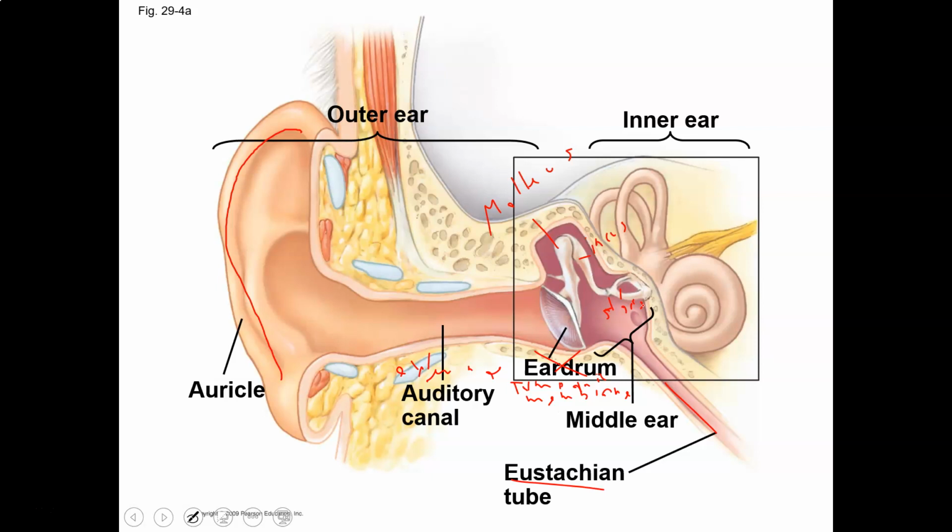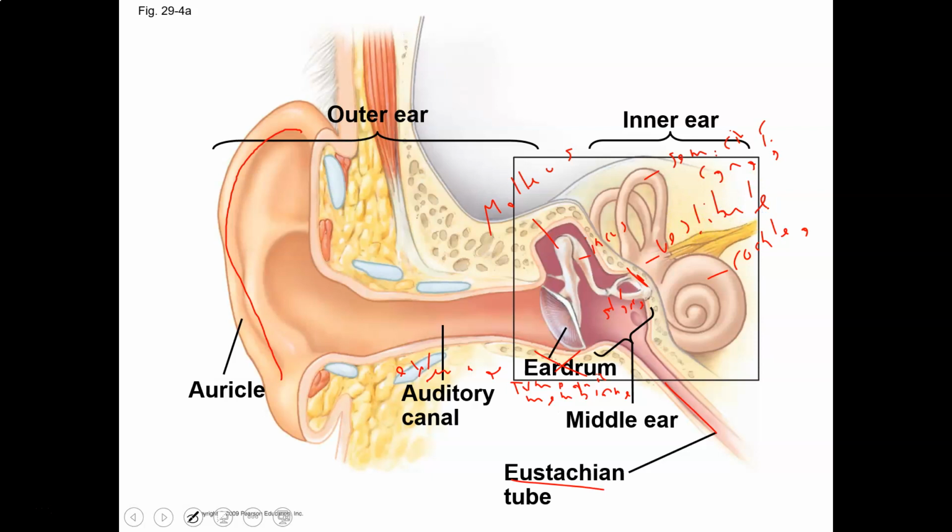Then we get to the inner ear. So the oval window, which is right here, is what separates the middle ear from the inner ear. We have this snail shell looking thing, which is the cochlea. We have these little tubes that are called semicircular canals. And then the middle chunk that connects those two together, that's the vestibule.